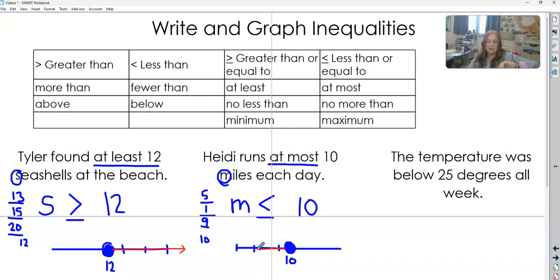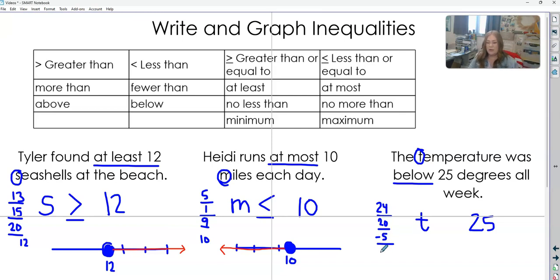So I start at my circle and go off to show it could be anything smaller in that direction. Okay, our last inequality says the temperature, so we'll call it T for temperature, was below 25 degrees all week. So we're comparing to 25. So we're going to mark 3 things that are below 25, right? Below. So we could say it's 24. It could be 20 degrees. Maybe it was -5 degrees.